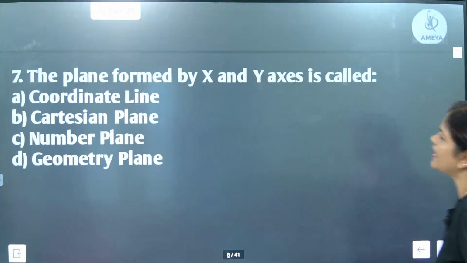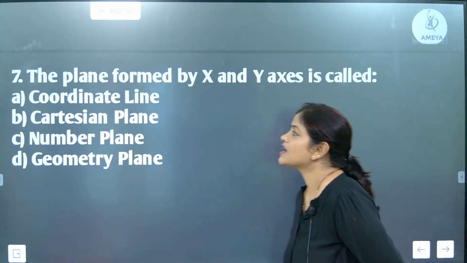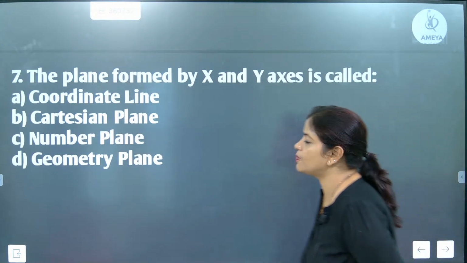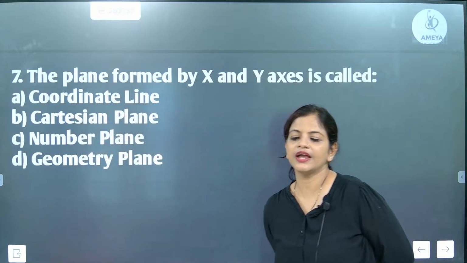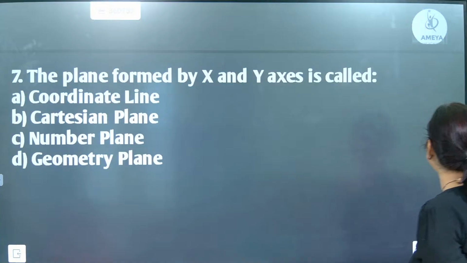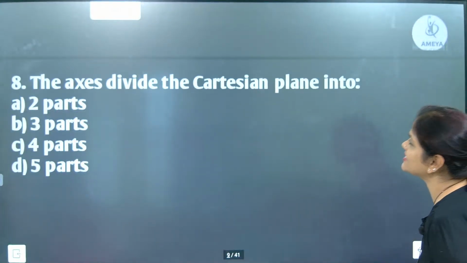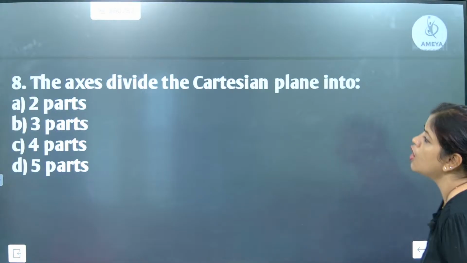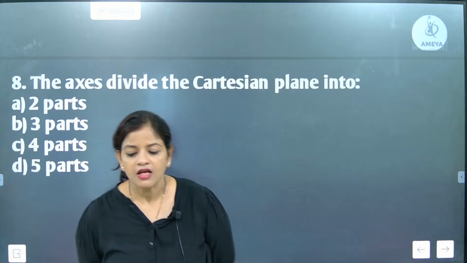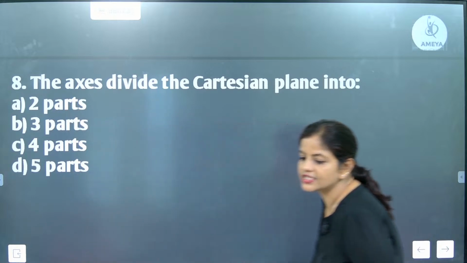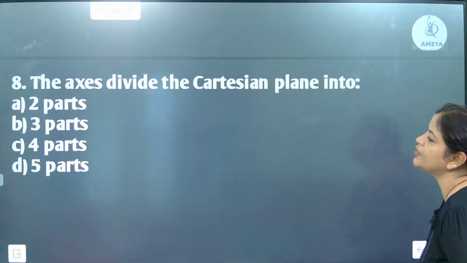Now the fourth: the plane formed by the x-axis and y-axis is called coordinate line, Cartesian plane, number plane or geometry plane. The correct answer is Cartesian plane. Understood? So now we will go for the next question. The axes divide the Cartesian plane into two parts, three parts, four parts or five parts. Very good, correct answer, Nisha. So the axes are dividing it into how many parts? Four parts.